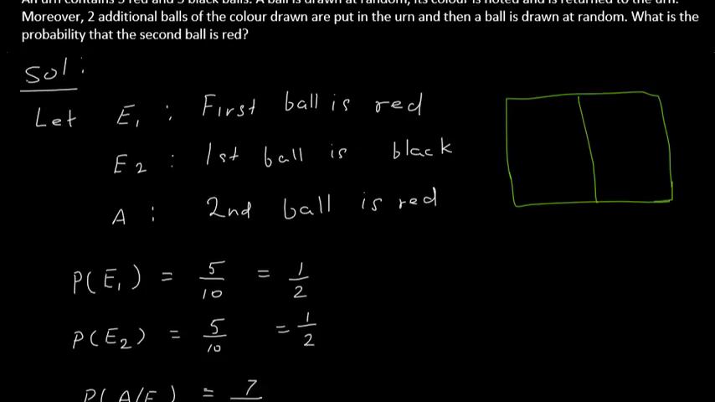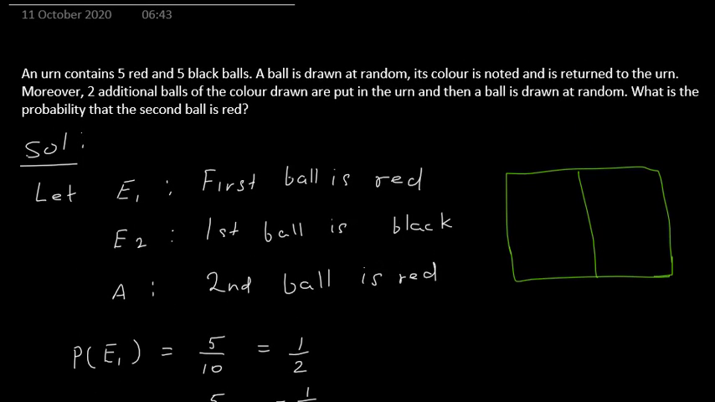So, here the first problem they have given is of the total probability theorem. So, again if you have any confusion, revise that total probability theorem. Okay. Now, let us move to the second question.